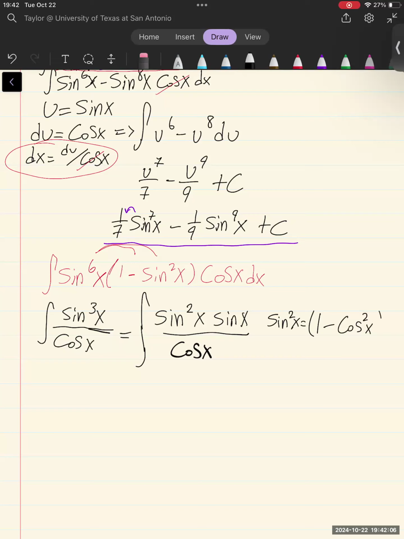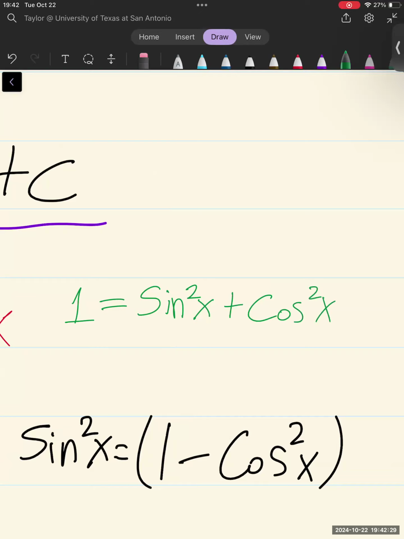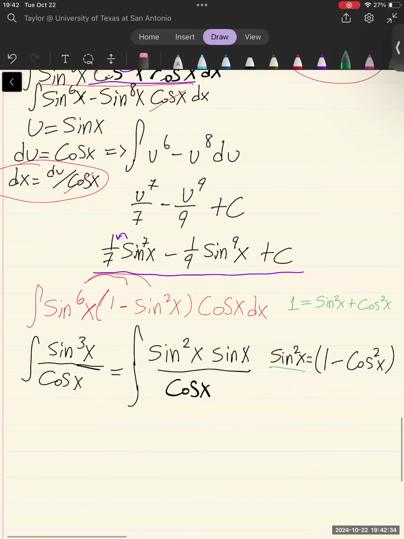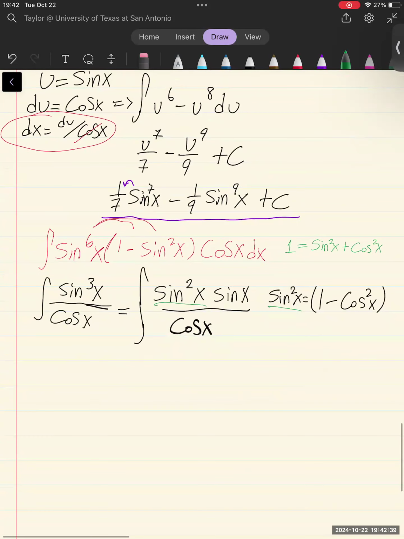So real quick, for anybody that's confused as to where that's coming from, this is just a Pythagorean identity. What I really have here is 1 equals sine squared x plus cosine squared x. And we just manipulate the term so that we can isolate one of the expressions we need, and in this case, it's sine squared x. So nice. I'm going to go ahead and substitute that in if you want to continue.